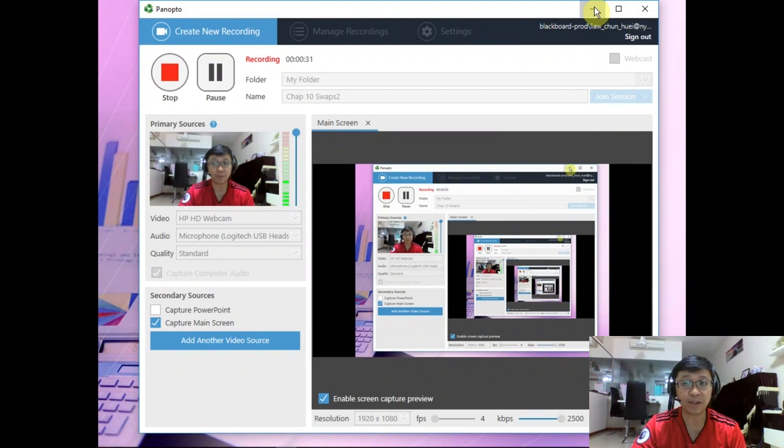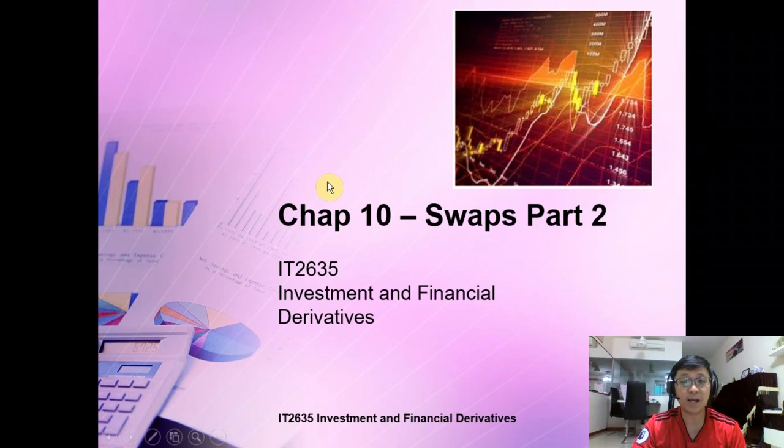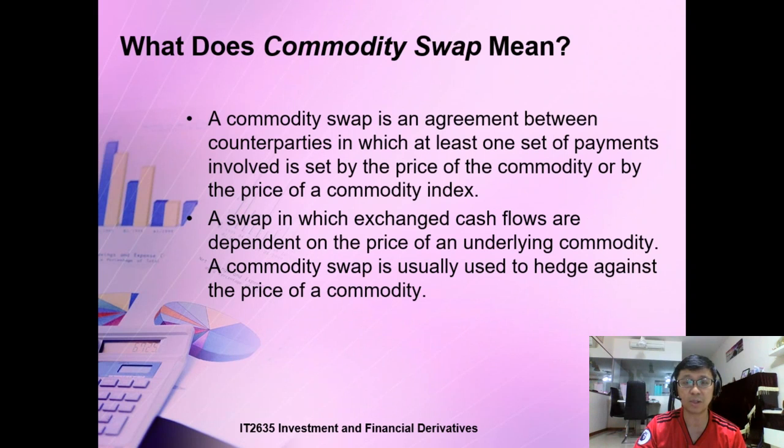Okay, right. So here we are. We're going to talk about chapter 10 on swap part 2. In our last chapter, we talked about the swap on interest rate and some other swaps. So today we're going to take a look at the commodity swap.